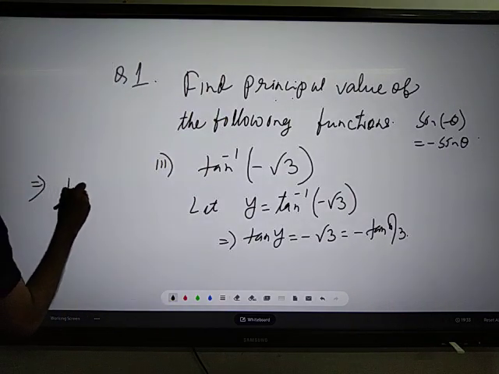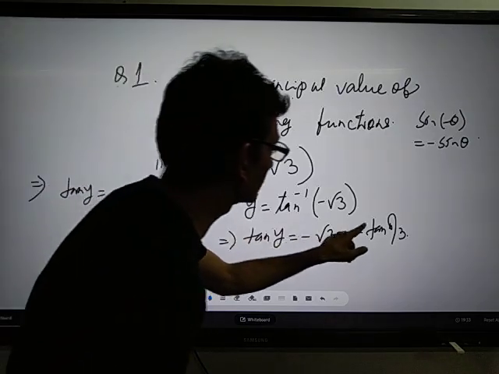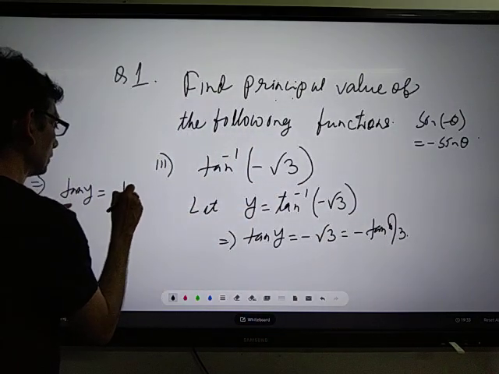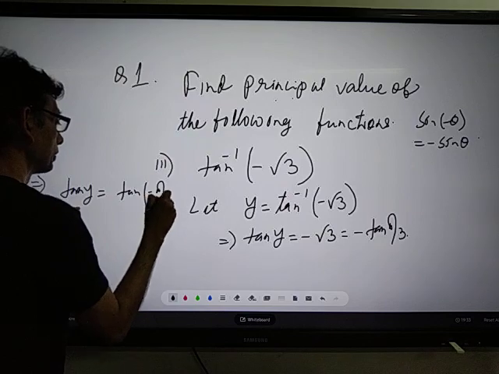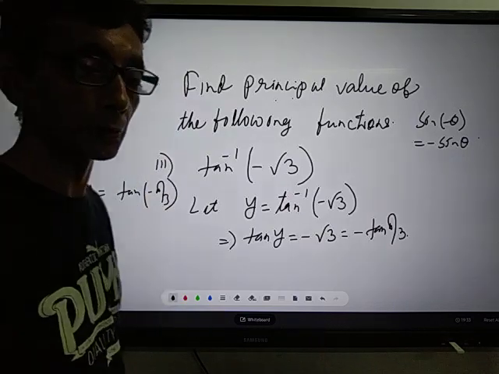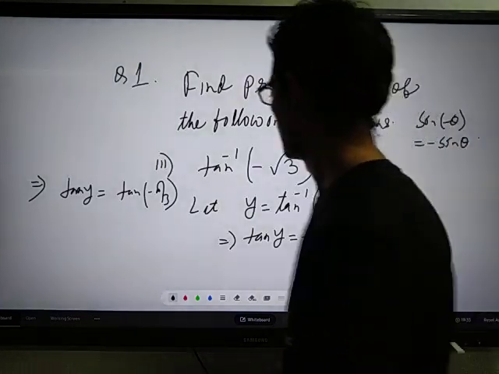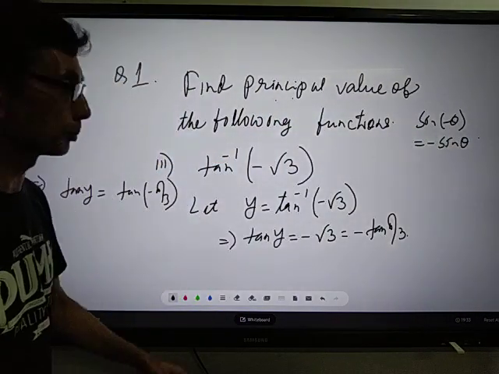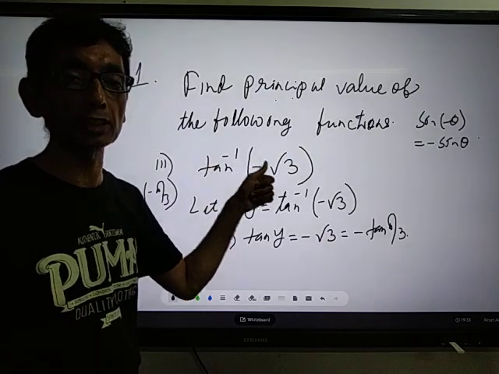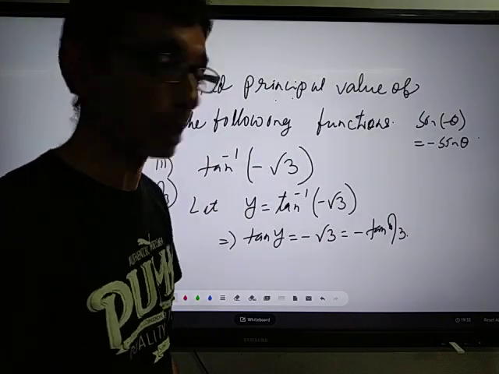Tan y equals minus tan pi by 3, which can be written as tan of minus pi by 3. Now what is the range of the principal value branch for tan inverse? The range of the principal value branch for tan inverse is minus pi by 2 to pi by 2.